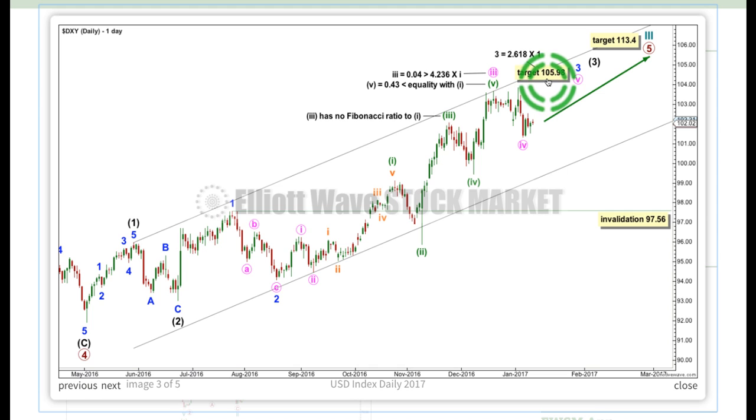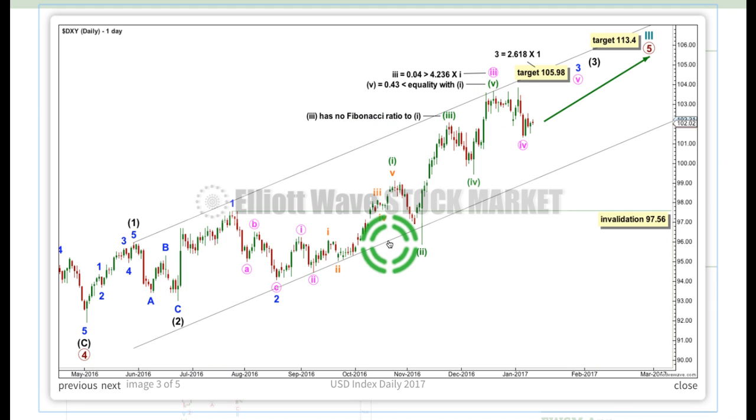The target here is 105.98 for minor wave 3 in its entirety to reach 2.618 times the length of minor 1. That target would allow for minute wave 5 to move beyond the end of minute 3, avoiding a truncation.